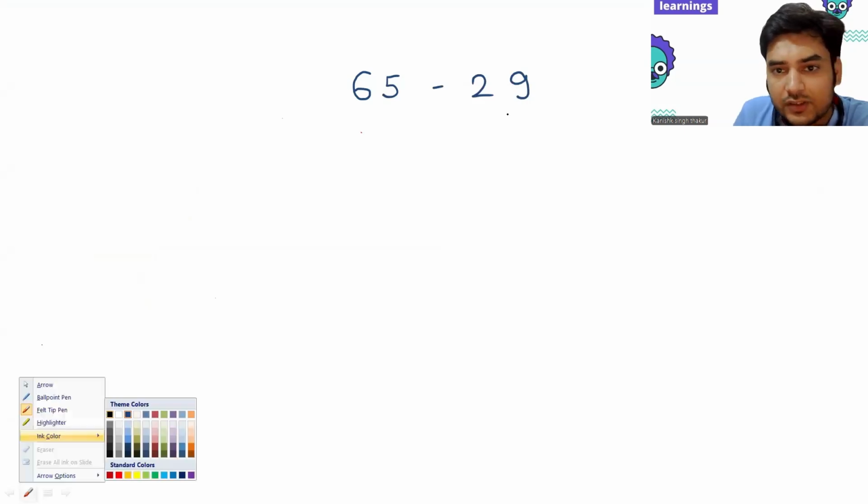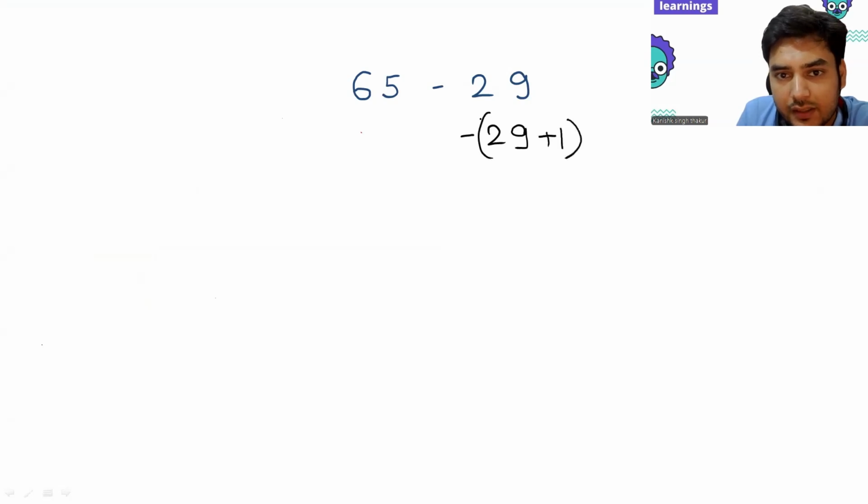So suppose I have a problem, say 65 taken away from 29. What you have to do is find the closest multiple of 10 for the number getting subtracted. So 29, I can make it 30. How can I make it 30? By adding 1 over here. So what I'll do is, if I add 1 to 29, I also add 1 to 65.